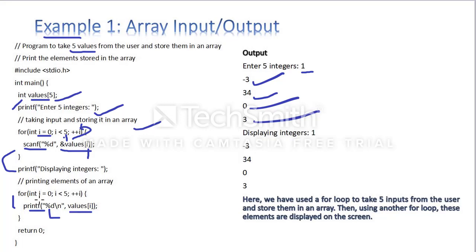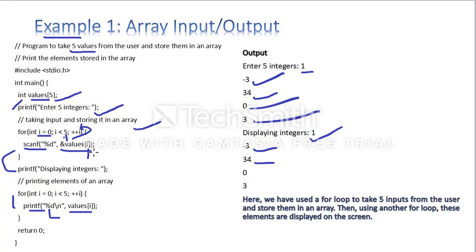First, what is the i value? 0. 0 is less than 5, correct. So what is the value of values[0]? Value of 0 is equal to 1, which you have entered. Next, it increments. What is the value of values[1]? It is -3. Then the values at index 2, 3 and 4 are printed like this.